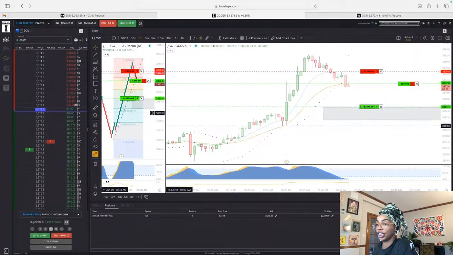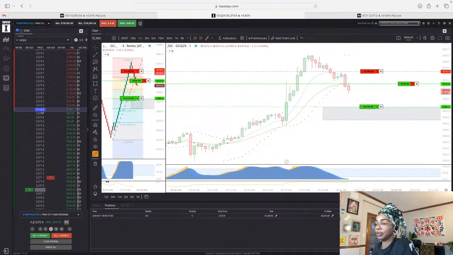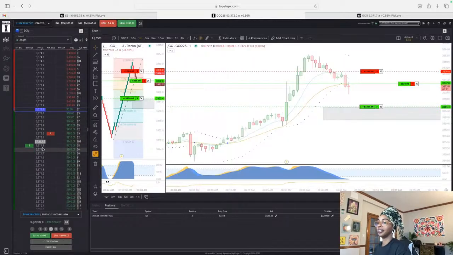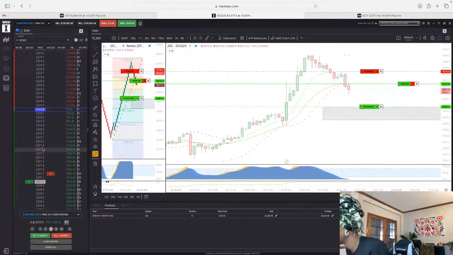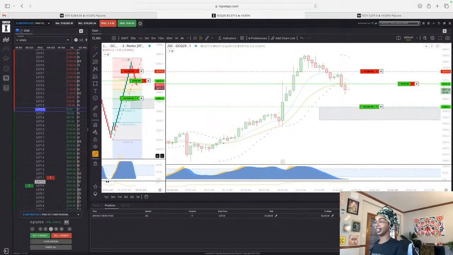Right now, as we can see, price fluctuations. So we entered this trade at 3372.8. We are in with 3 contracts here. Every dollar that gold moves, so if we went to 3371.8, every dollar that gold moves is going to give us $300 because we have 3 contracts here. So not the best move.